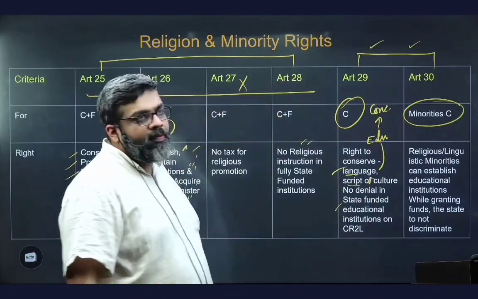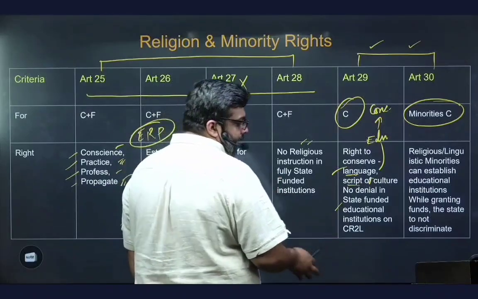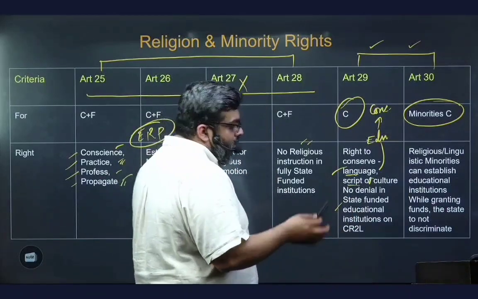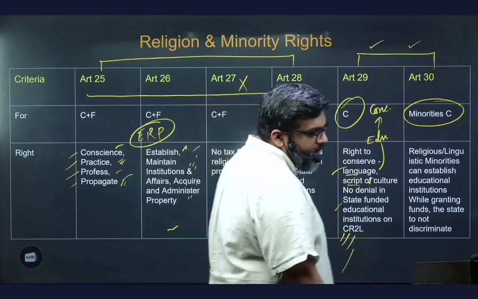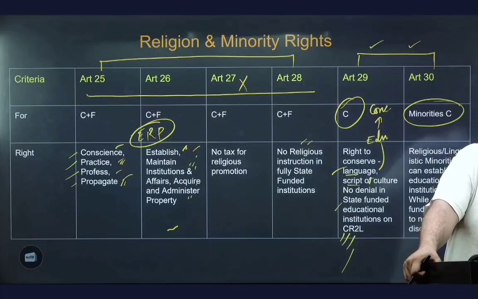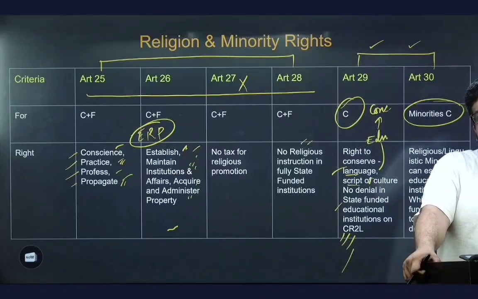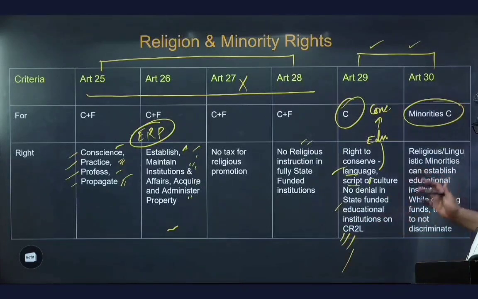And the second part of Article 29 says there shall be no denial in state-funded institutions on the basis of caste, religion, race, or language. It simply means that if the institution is funded by the state, then there should not be any discrimination on the basis of caste, religion, race, and language.